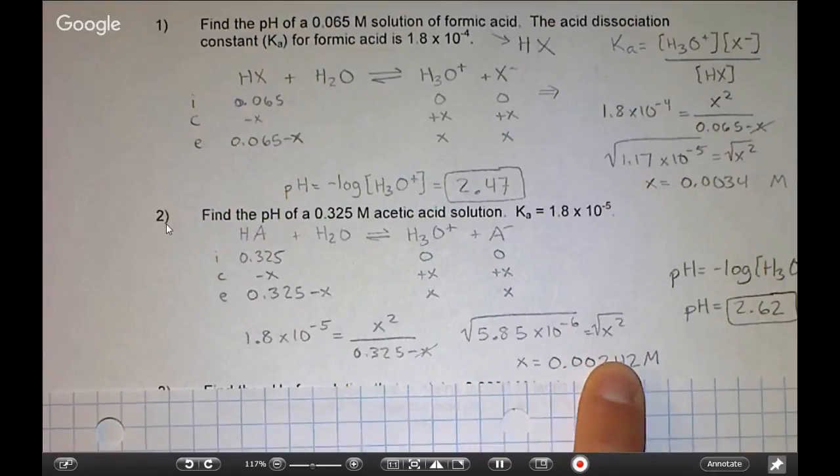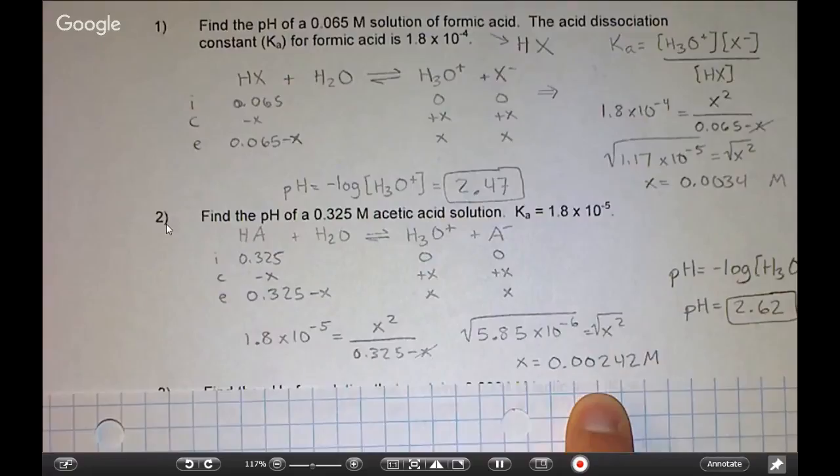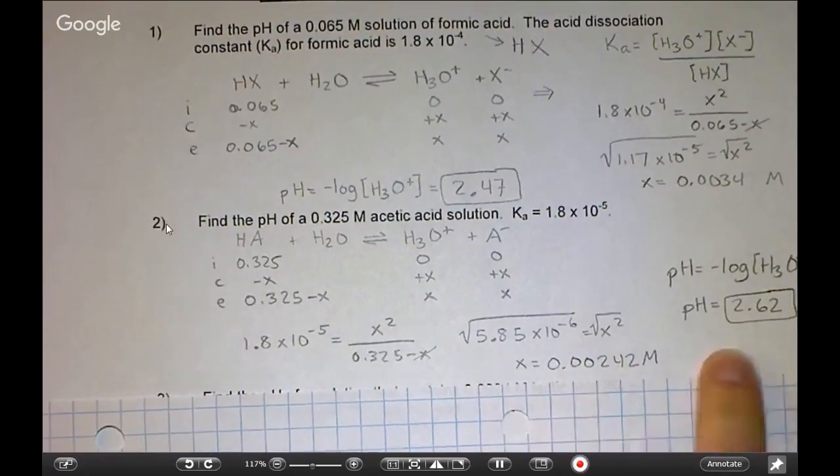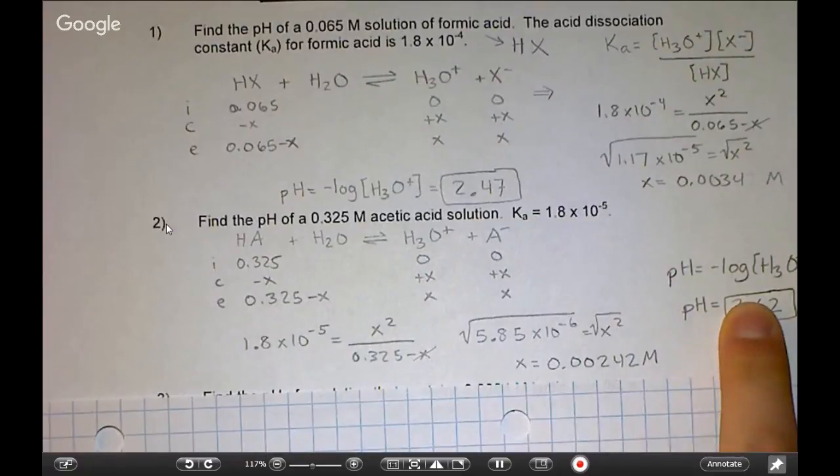That's equal to X squared, so we find the square root of both sides, and we get about 0.00242 molar, plus some other digits, because I just rounded for this step to get X. And then I still had it in my calculator, so I did negative log of the answer, which was hydronium, and I got 2.62 for the pH.